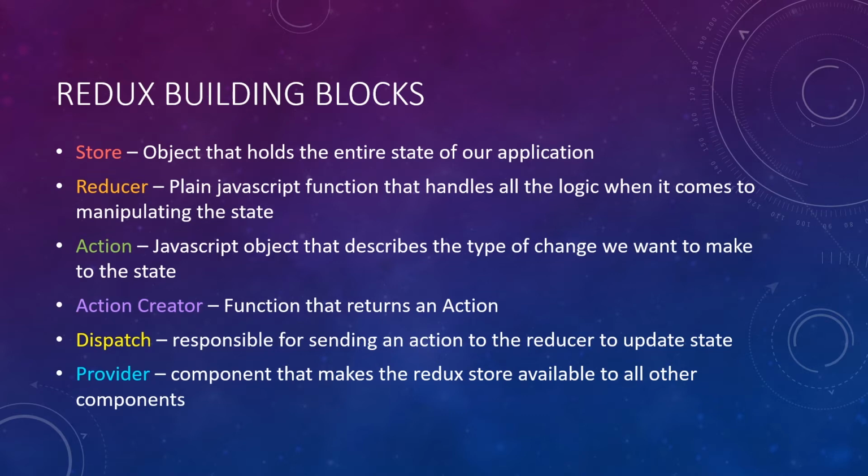And then, as I said before, anytime we want to perform some kind of task in our application, we need to create an action and then do something with it, right? And so the dispatch function is responsible for taking an action and sending it to the reducer so that we can update the state. And then finally, we have the provider. And so the provider is just a React component that makes the Redux store available to all other components. So the provider is the reason why we have global state. And it's going to be responsible for making sure that all other components can access our store without having to have it passed down from prop to prop.